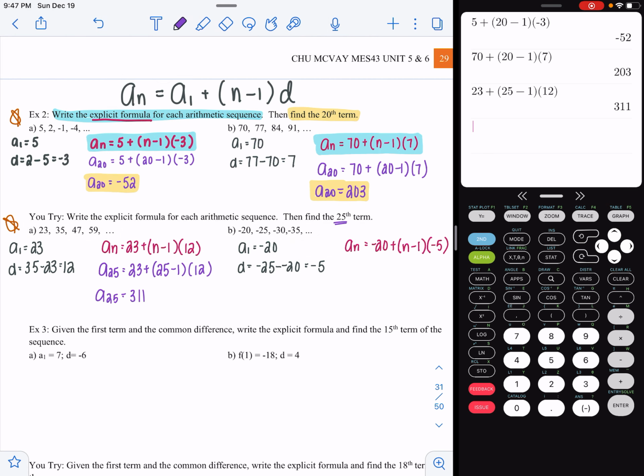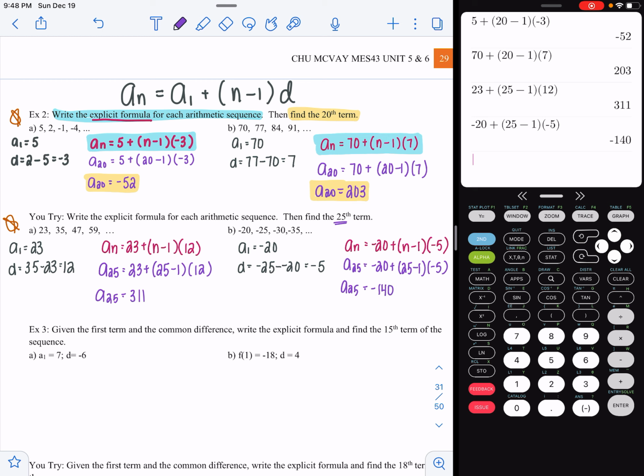Now, if I'm looking for the 25th term, A25 equals negative 20 plus negative 25. Oops, why did I say negative 25? Sorry, positive 25 minus 1 times negative 5. So our 25th term, let's see what we get. Negative 20 plus 25 minus 1 times negative 5. And we get negative 140.